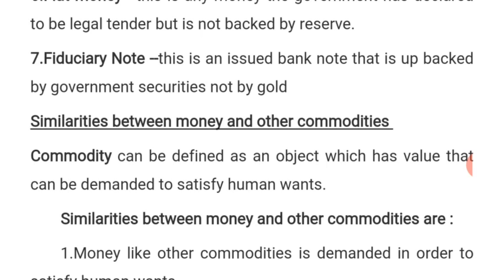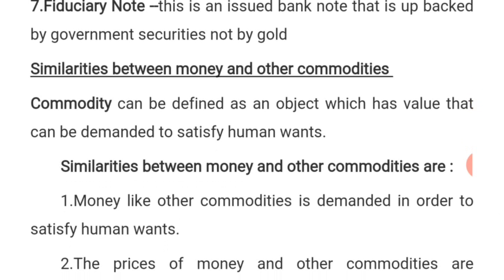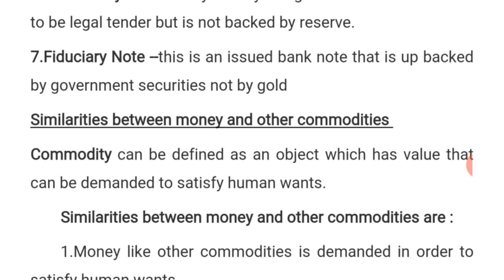Another one is fiduciary money. This is an issued bank note that is backed up by government securities, not by gold. So when we say something is fiduciary notes, it means that such money is backed up by government securities. When we say government securities, they are treasury bills, bonds, debentures. All these are government securities.